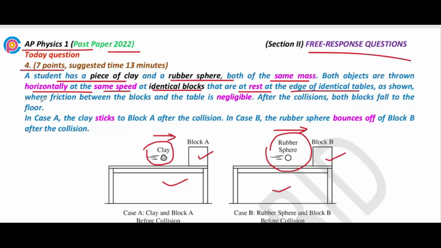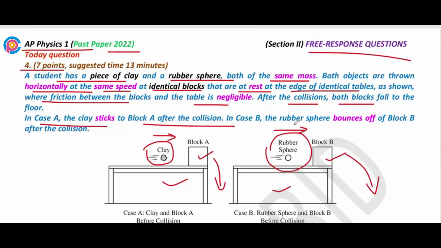As shown, friction between the block and the table is negligible. After the collision, both blocks fall to the floor. In case A, the clay sticks to the block after the collision. In case B, the rubber sphere bounces off, meaning that after the collision it returns back.